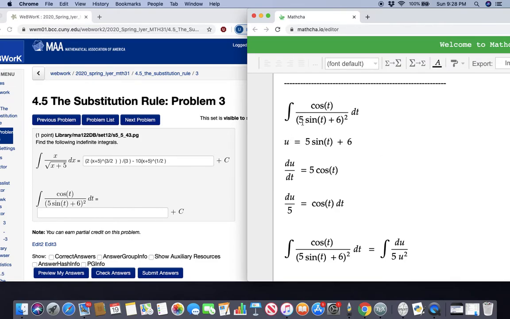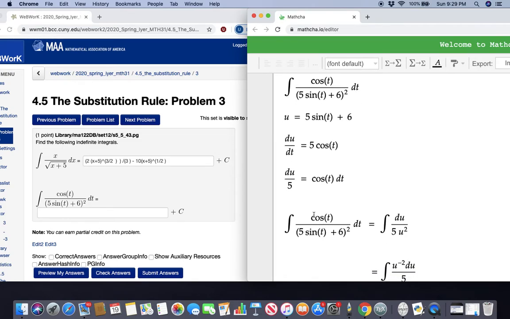Let u equals 5 sine t plus 6. Then du dt is 5 cosine t. I don't want the 5 upstairs. I only need cosine t. So divide by 5. So du over 5 equals cosine t dt.